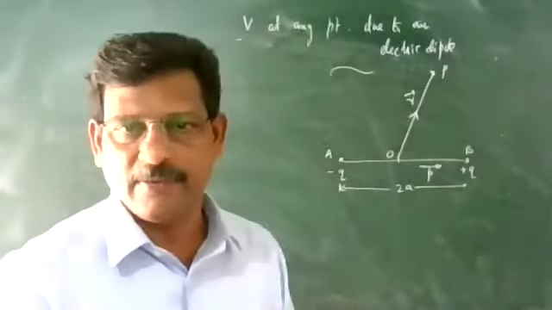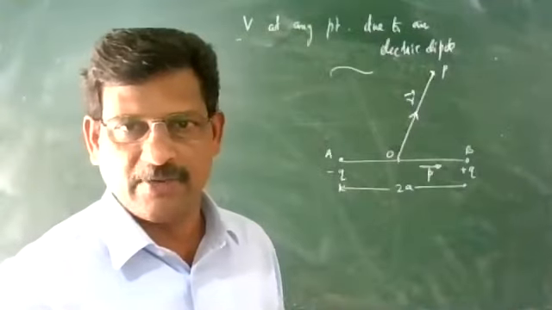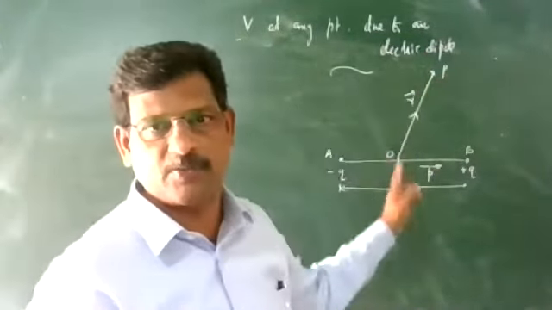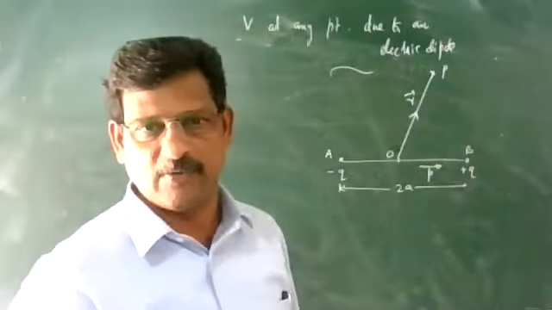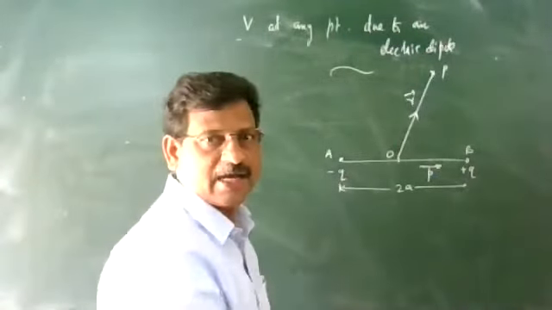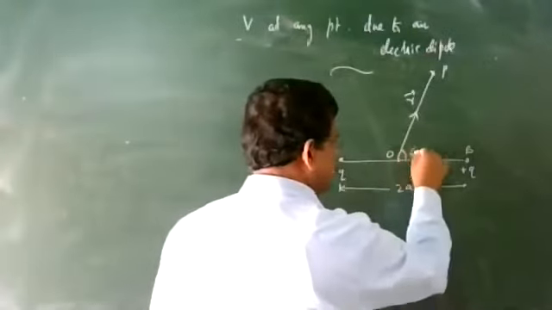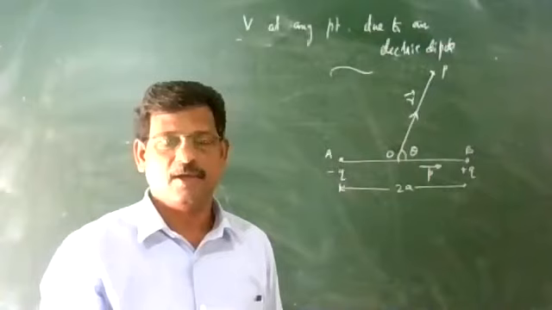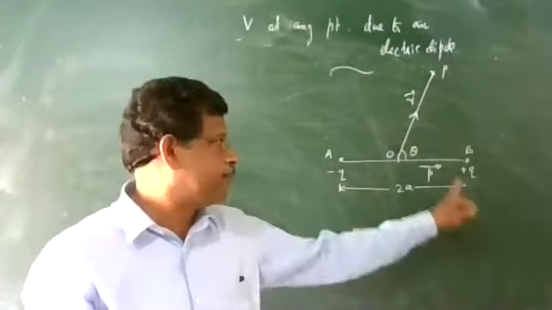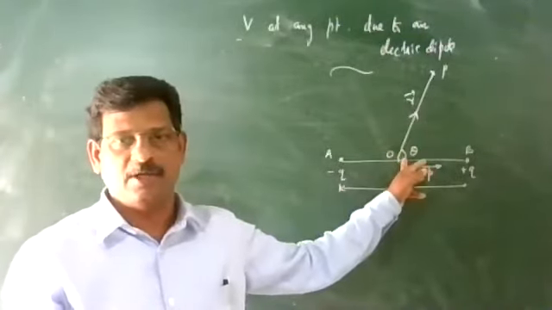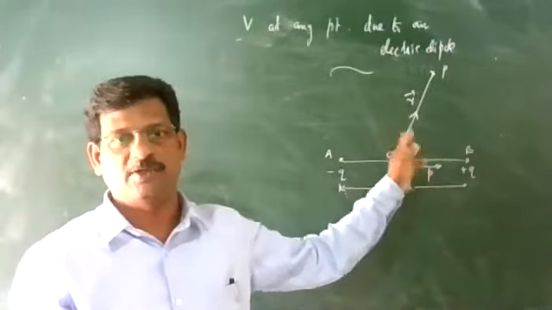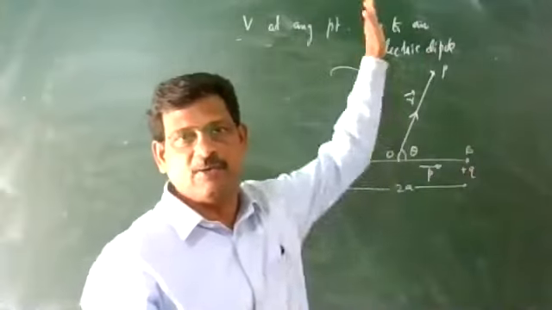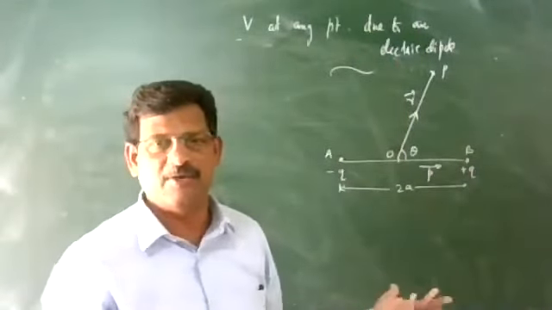Point P is anywhere, it can be on the axial line or on the equatorial line, or a general point. Position vector of the point P with respect to the center of the dipole is r vector. It makes an angle theta with the direction of dipole moment. So between the p vector and r vector the angle is theta. When theta is 0, the point will be along the axial line. When theta is 90 degrees, it will be along the equatorial line. So anywhere we can find.